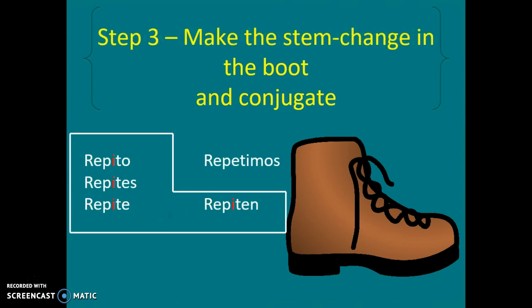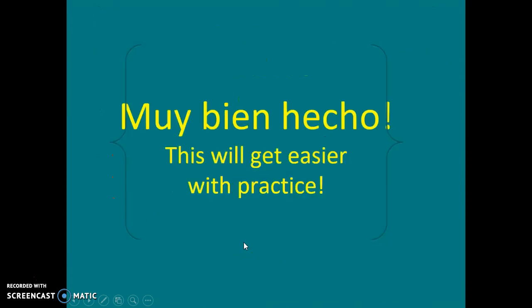And there's your answers. Repito, repites, repite, repetimos, and repiten. I repeat, you repeat, he or she repeats, we repeat, they repeat. And again, it is an IR verb, so it takes IR endings in the present tense. O, S, E, imos, N. Muy bien hecho. Very well done, and this will get easier with practice.